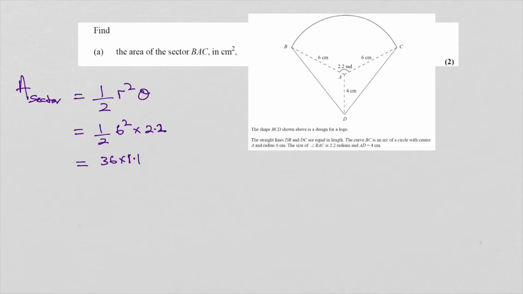1.1. So plug that into your calculator, 36 times 1.1, and that gives 39.6 centimeters squared. So that's the area of the sector BAC, and that's what we're looking for.